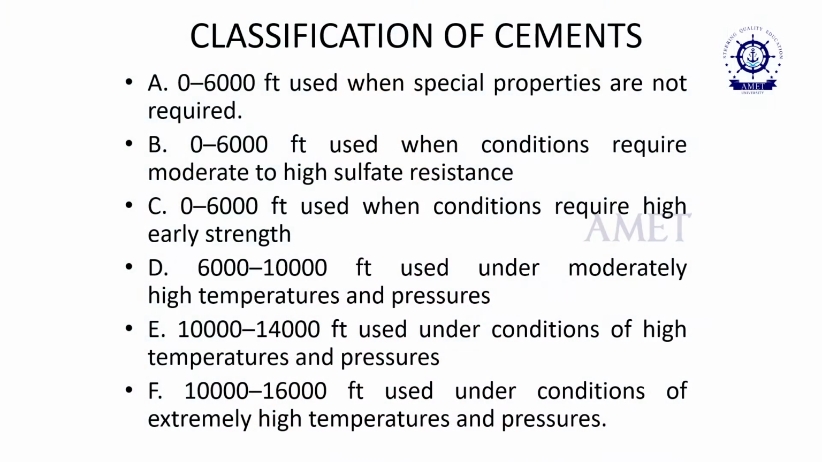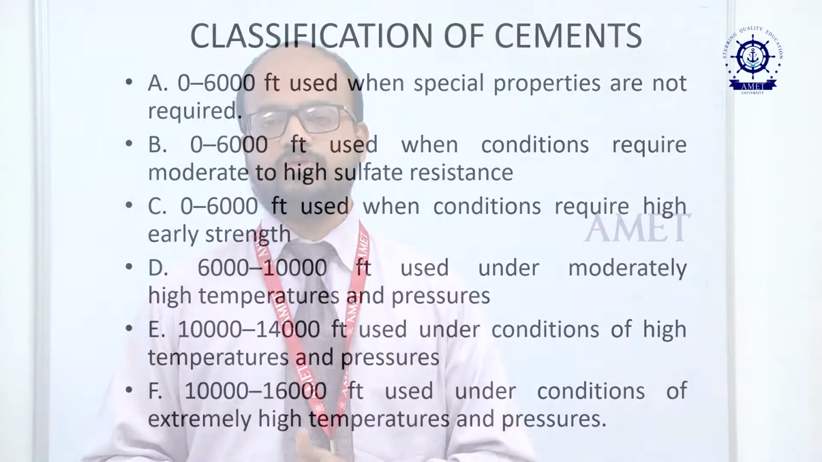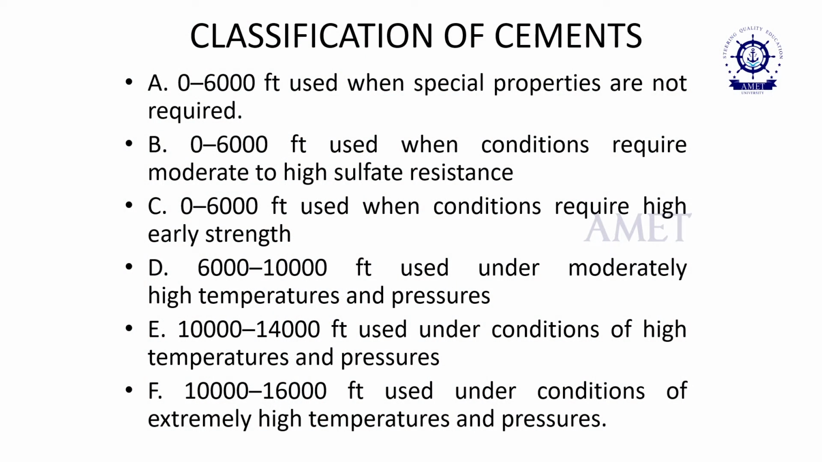And next we have to see class B. This class B is used where the formation has moderate to high sulfur content. If it exists, I have to use class B at the same depth, 0 to 6000 feet. And class C, when the temperature is moderate to high, then I have to use class C, the same thing, which is 0 to 6000 feet.